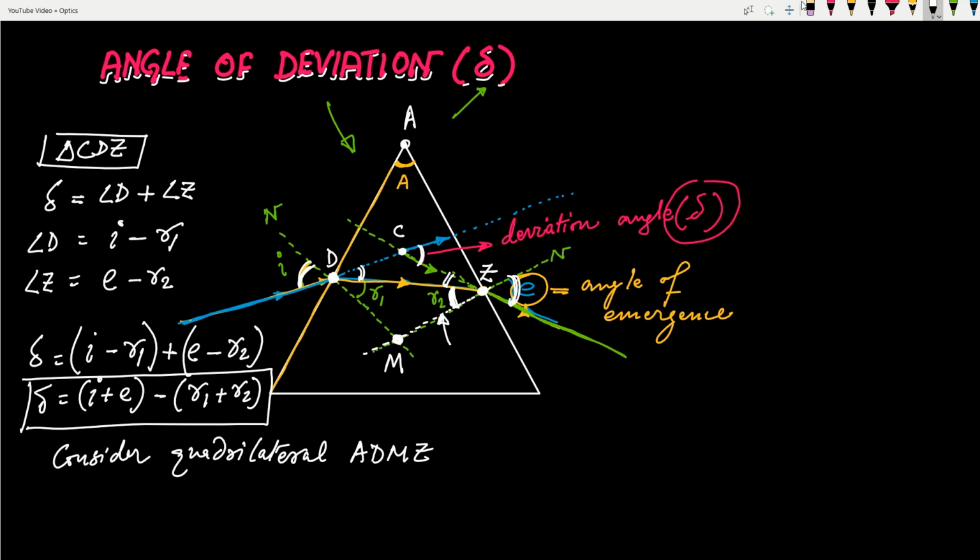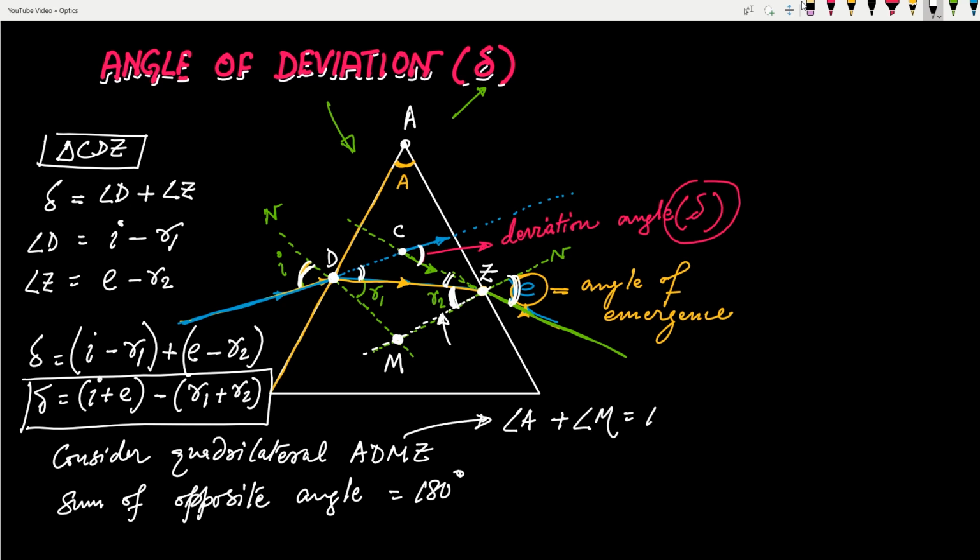There's a property of quadrilateral that the sum of opposite angles is equal to 180 degrees. Therefore, in the quadrilateral, angle A plus angle M should be equal to 180 degrees. Now, if you look into the figure, angle M is actually 180 degrees minus (R1 plus R2).